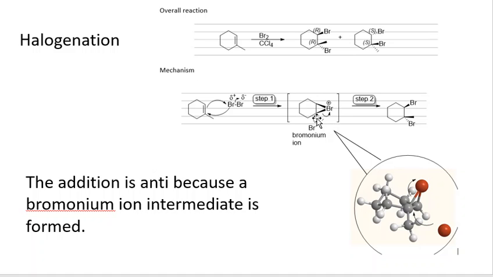It has to come in from the bottom in this example. You can see that here down at the bottom. The second bromine comes in from the bottom because the top is more sterically hindered. And so you wind up with your product.